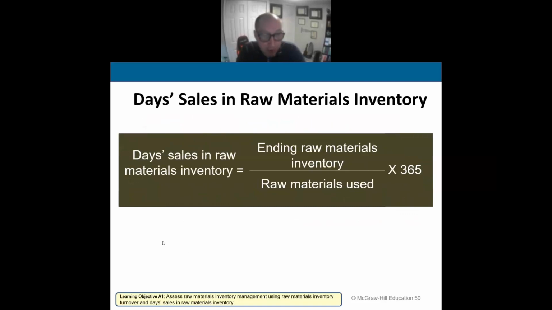And the other ratio I want you to understand is the days sales in raw materials inventory. This basically tells me how long my raw materials are sitting in raw materials inventory. We take the ending raw materials inventory divided by raw materials used times 365 days. Tells me how long it's sitting there.